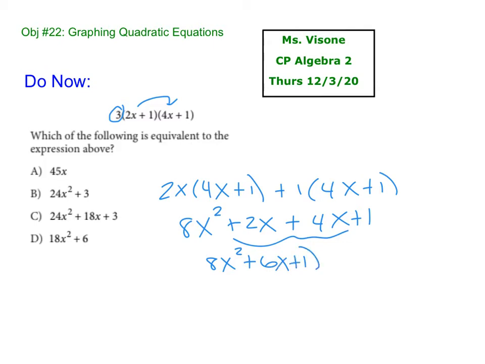And now I'm going to put that 3 back in. So distribute the 3. 24x squared plus 18x plus 3. So it's C.